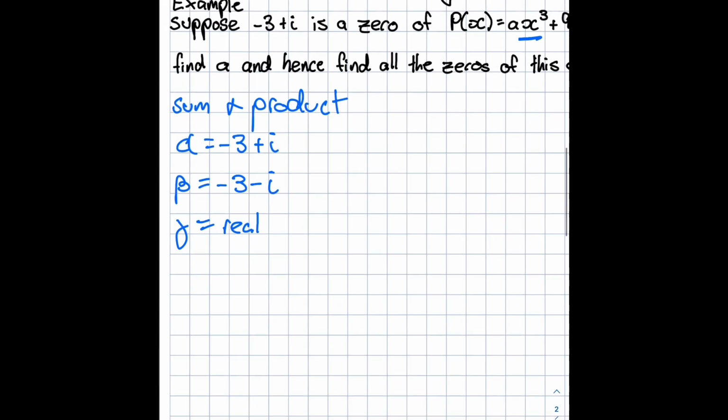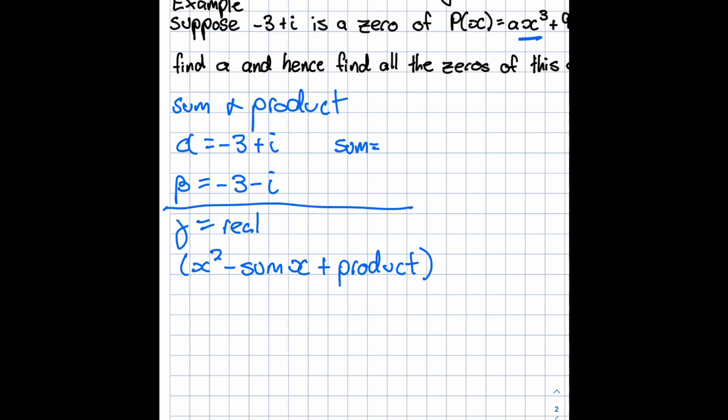So we could do sum and product, which means we would break into a quadratic factor of x squared minus the sum of the roots times x plus the product. If I was going to quickly do this, the sum would be adding these two values together. The sum of these two roots would be negative 6, and the product, which is negative 3 plus i multiplied by negative 3 minus i, is going to give us 10.